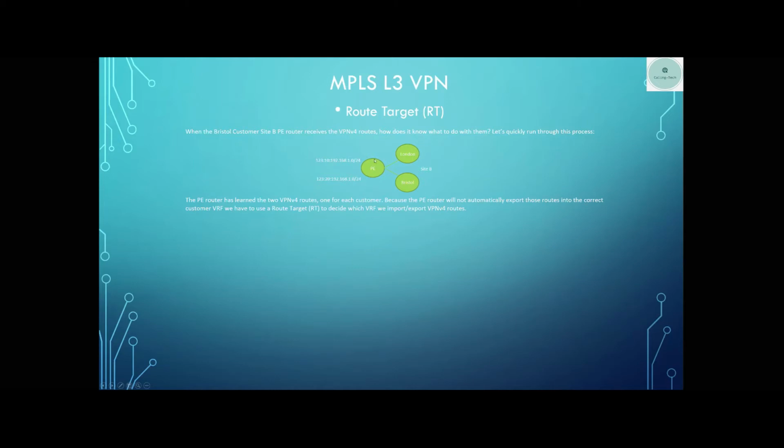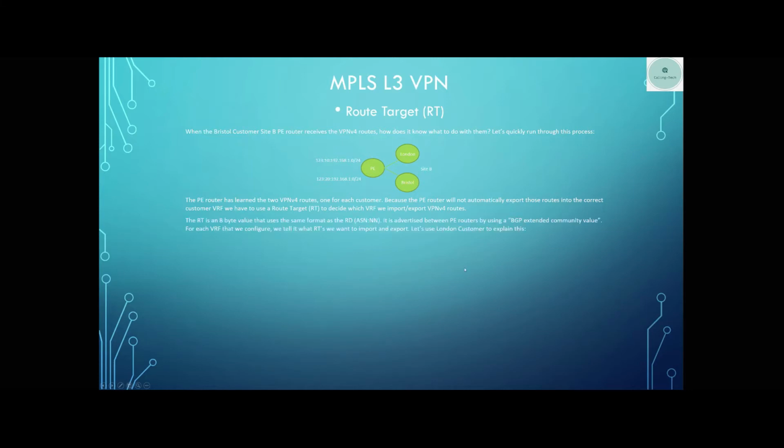So the PE router at site B has learned the two VPNv4 routes, one for each customer. Because the PE router will not automatically import those routes into the correct customer VRF, we have to use a route target to decide which VRF we import and export VPNv4 routes. Okay, so we have to ensure that these routes go to the correct customer.